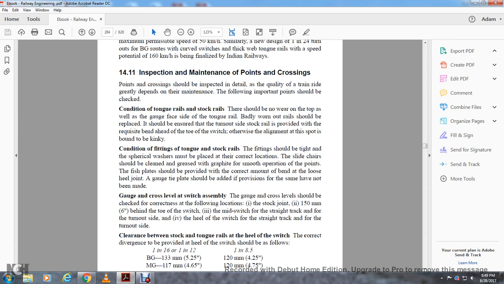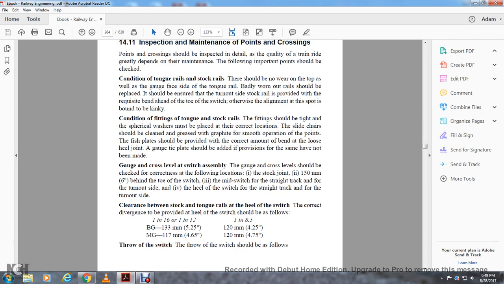At the heel joint, gauge tie plates should be added if the provision has not been made. The gauge and cross level of the switch should be checked for correctness at the following locations: the stock joint, 150 millimeters (6 inches) beyond the toe of the switch, and the mid switch with the straight track for the turnout side, and the heel of the switch with the straight track for the turnout side.